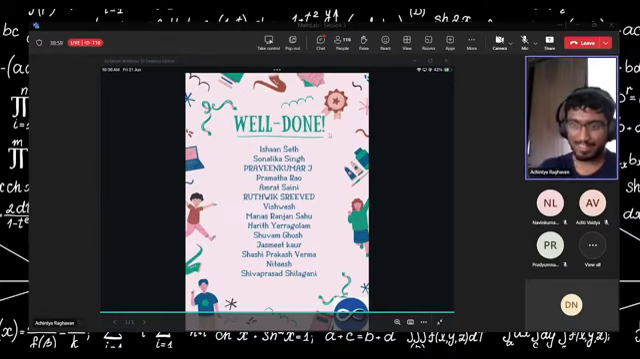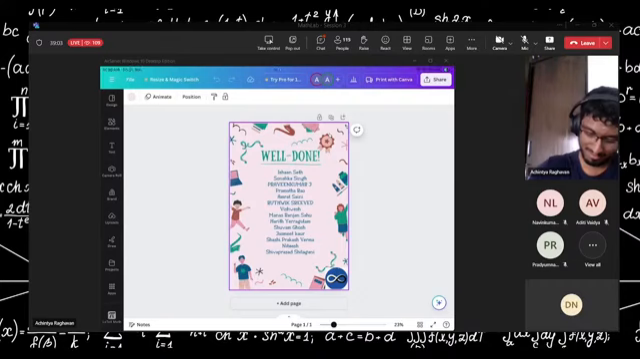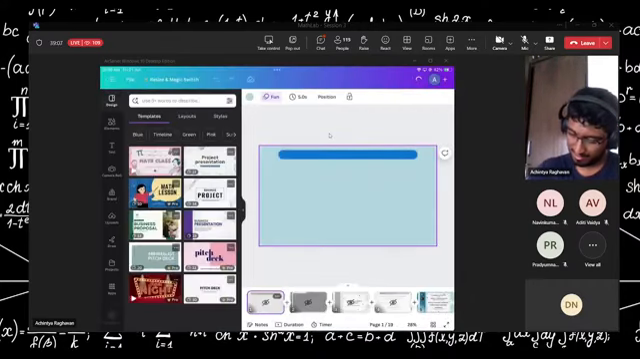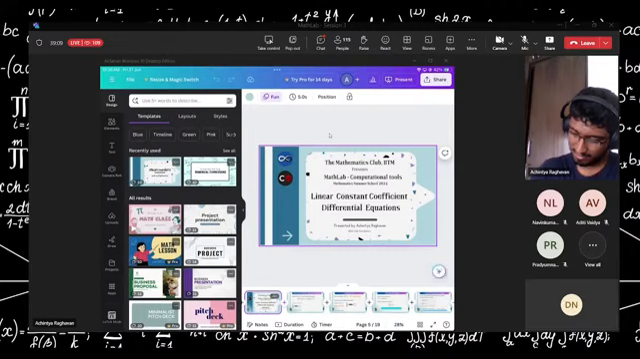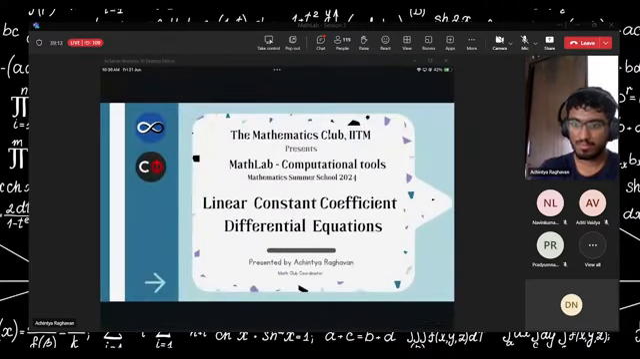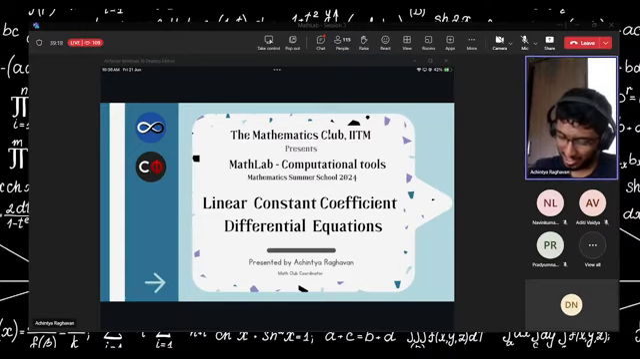Okay, so I'll start. My name is Achintya, and the topic I'm going to discuss today is linear constant coefficient differential equations. That heading itself seems kind of intimidating, so let's break it down.